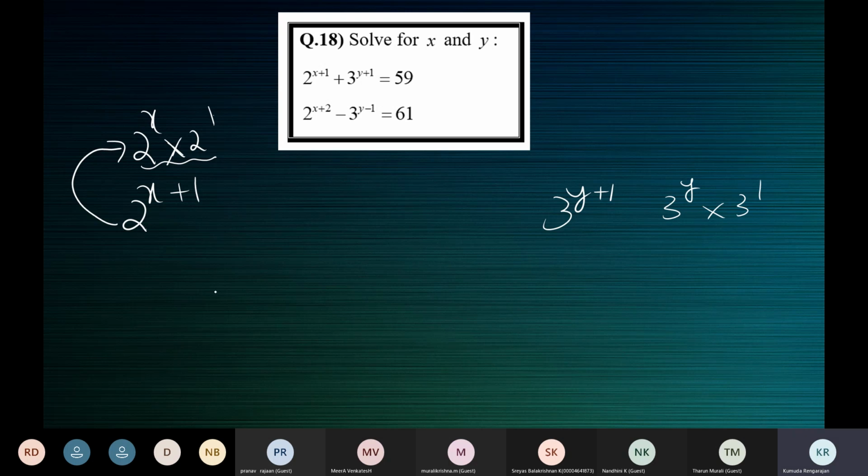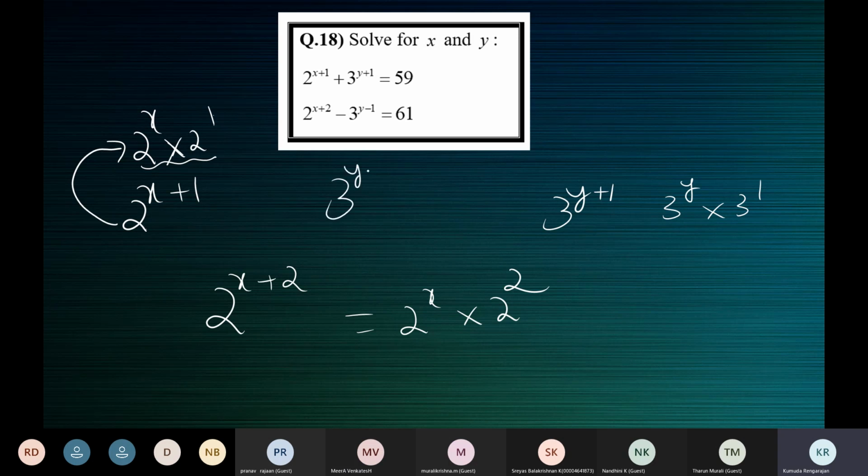Now tell me, how will you write 2 to the power x plus 2? 2 to the power x into 2 to the power 2. And what about 3 to the power y minus 1? 3 to the power y into 3 to the power minus 1. You must break it like this.